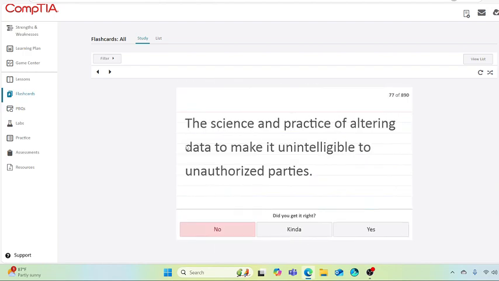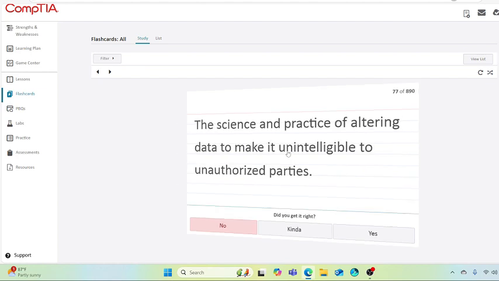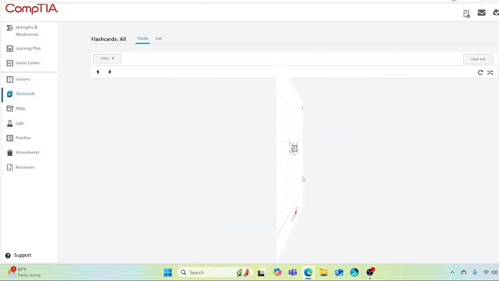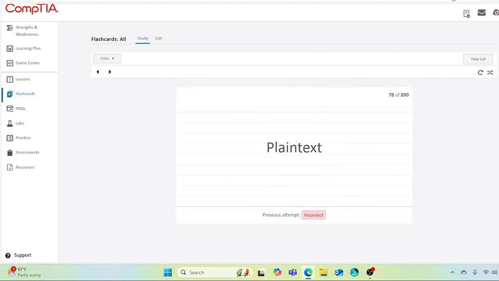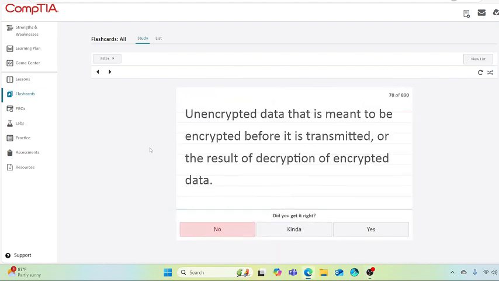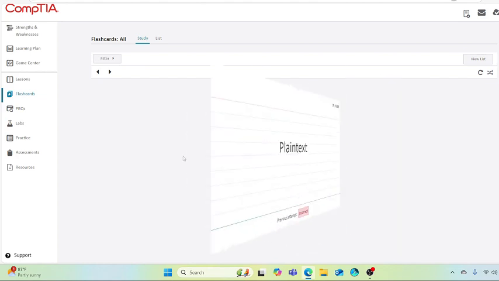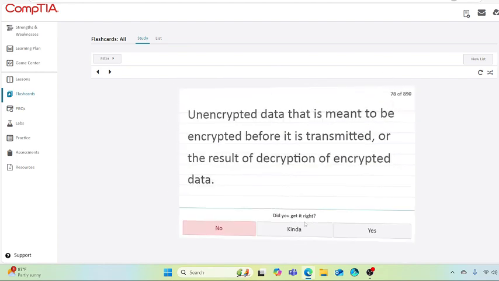Cryptography. The science and practice of altering data to make it unintelligible to unauthorized parties. Plain text. Unencrypted data that is meant to be encrypted before it is transmitted, or the result of decryption of encrypted data.